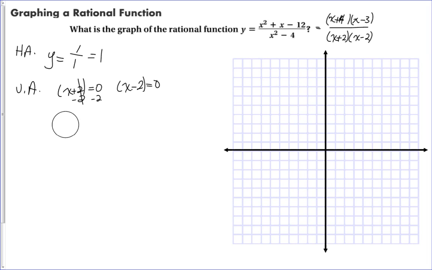Those are your vertical asymptotes. So at x equals negative 2, and if you add the 2 over here, you get positive 2. So we have vertical asymptotes at negative 2 and positive 2.